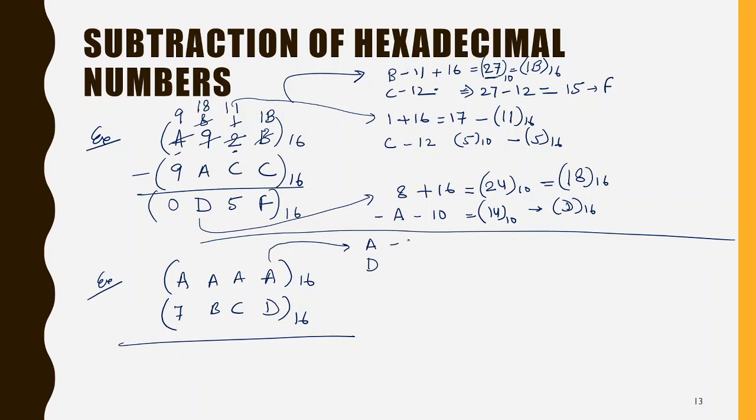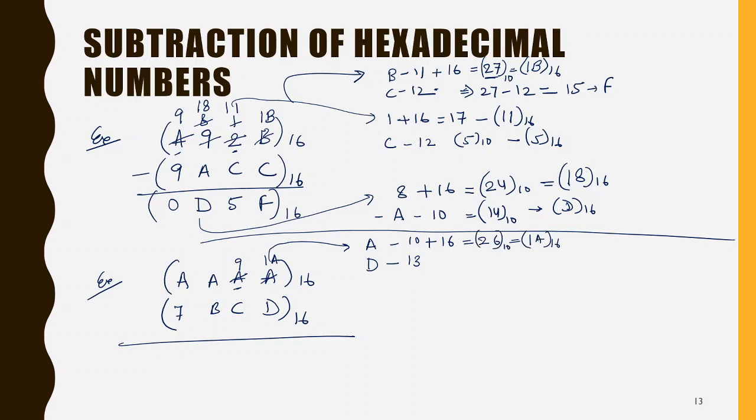Okay, A means 10, D means 10, 11, 12, 13. Okay, 10 and 13. 10 minus 13 is not possible. So it will ask to borrow from its left side. So this A will get reduced to 9, and this will become 1A. How will it become 1A? Because it will get 16 as a borrow, so it will become 26, and 26 in hexadecimal is written as 1A, right? 1A in hexadecimal and 26 in decimal.